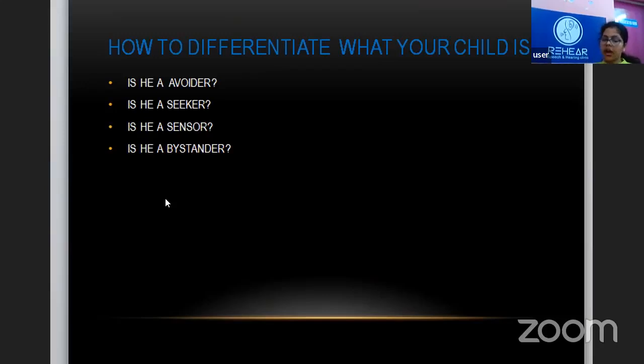And how to differentiate a sensor? A sensor basically has difficulty paying attention to a task. They don't have attention for any task, and they are easily distracted by environmental noise, light, and sound. They are easily sensory sensitive. They are very sensitive to light, cluttered rooms, and noise. So basically you can identify the sensor like that.